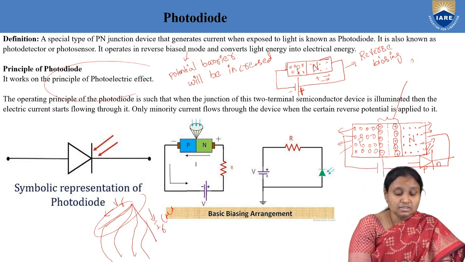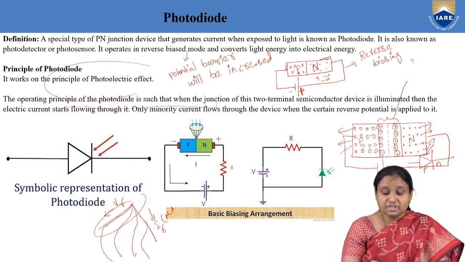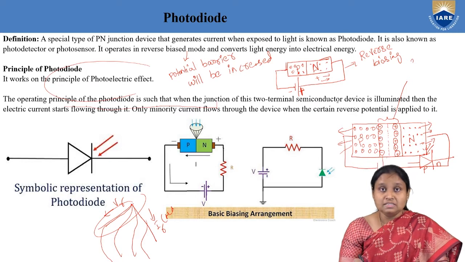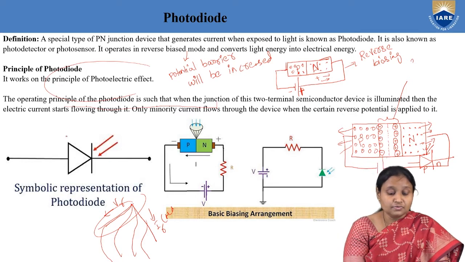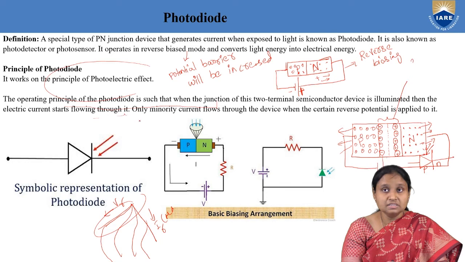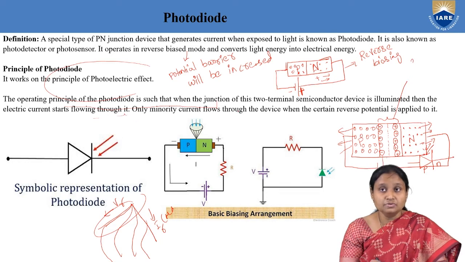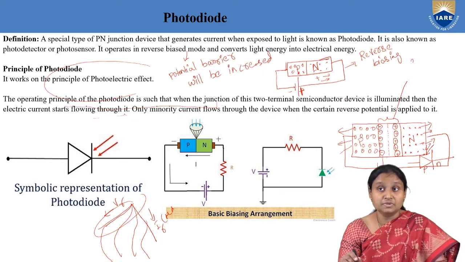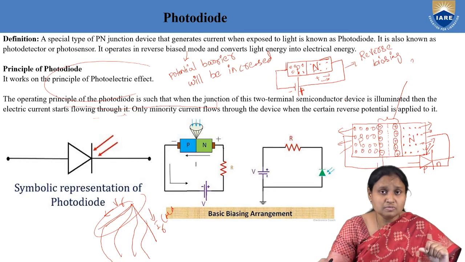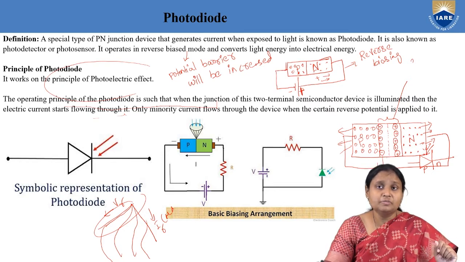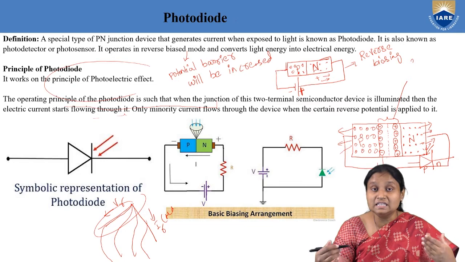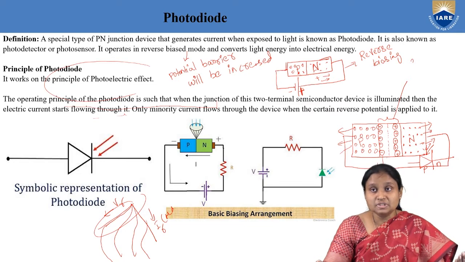So here, as you can see, the operating principle of a photodiode is that when the junction is illuminated, current starts flowing through it. Only minority current flows through the device when a certain reverse potential is applied to it. So whatever small current we are getting is because of minority charge carriers, and we are increasing the current by exposing it to light.